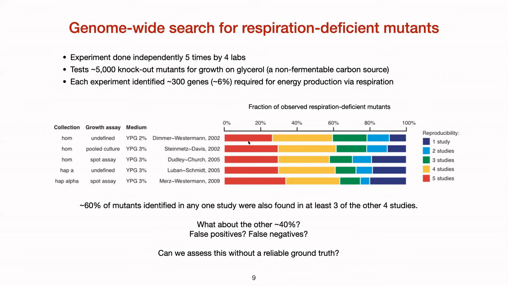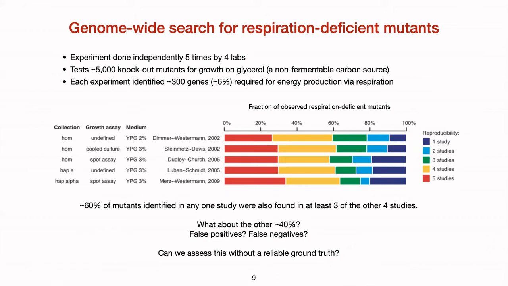So if you focus on the red and the yellow sections of each bar, you will notice that they all hovered about 60%, meaning for every single experiment in this set, 60% of their hits were recovered by at least 3 of the other 4 studies, or in total 4 out of 5, which is not bad at all. But it raises the question of what's going on with the other 40%.